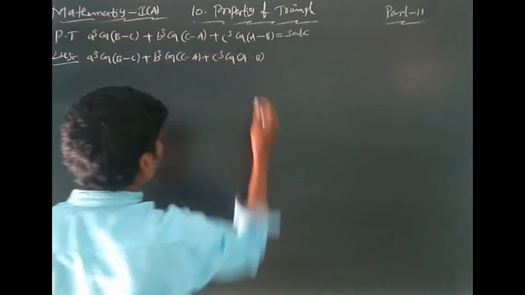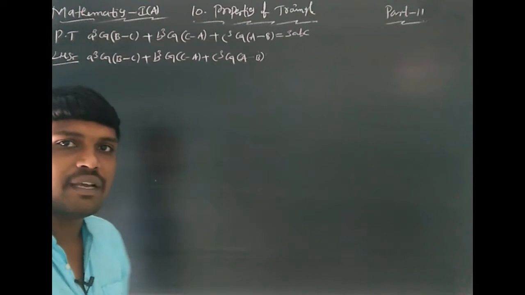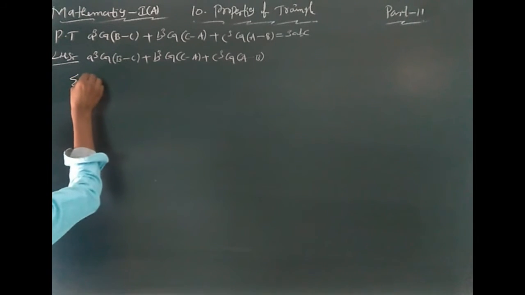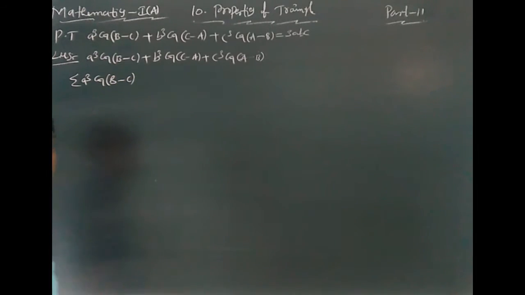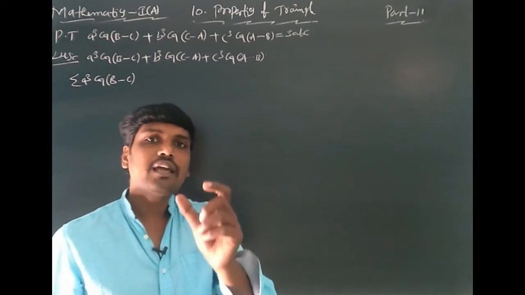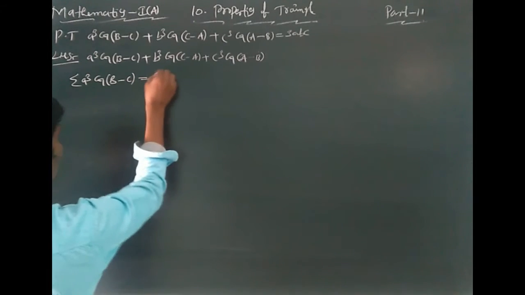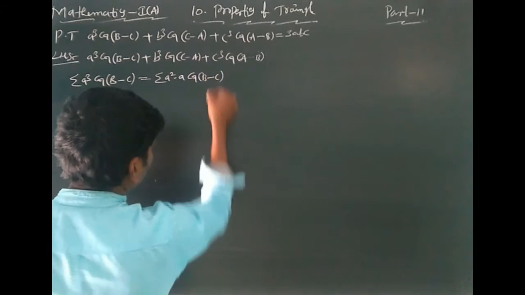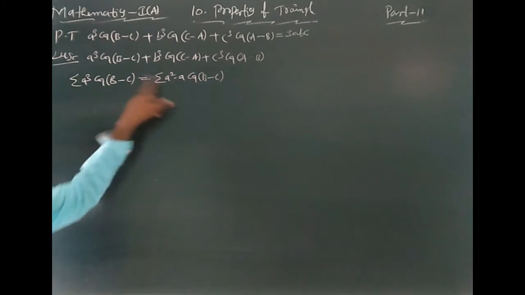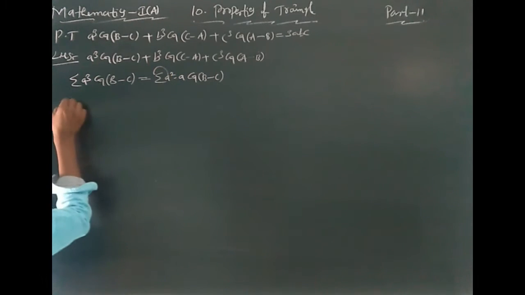After that, you can write this in simplified form, that is summation form. You can write the summation of a cube into cos of b minus c. Here in a cube, you have to take one a common. What remains? A square into a into cos of b minus c. Understood or not? A square into a gives a cube. After that, here a square is common.